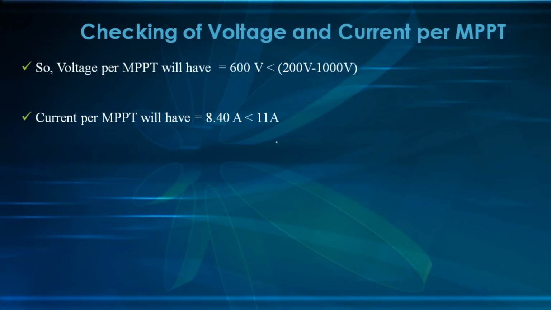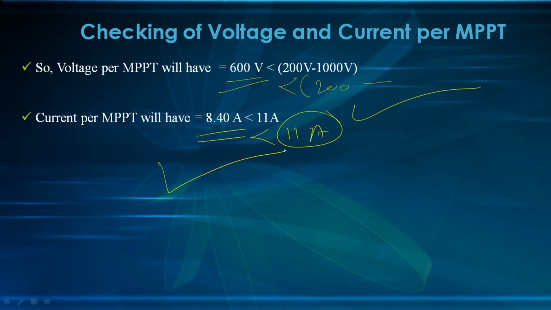We just have to check the voltage and the current here. Whatever voltage we got per MPPT is within the acceptable range, and the current we got is also within the acceptable range. So we say the calculation and the diagram that we have done is okay for the connection.